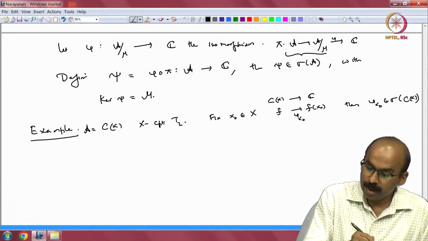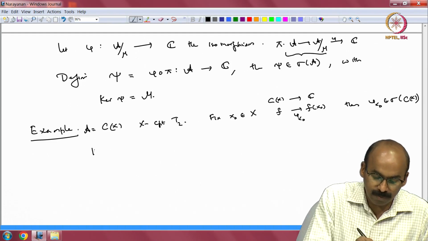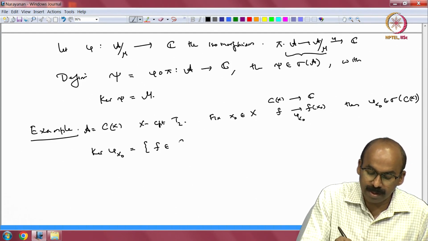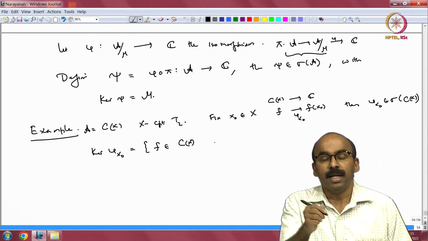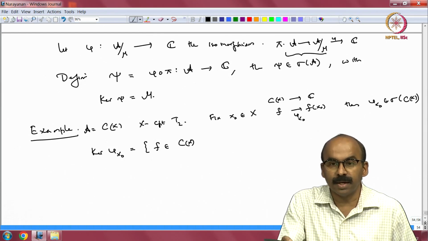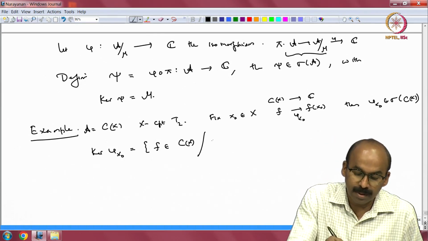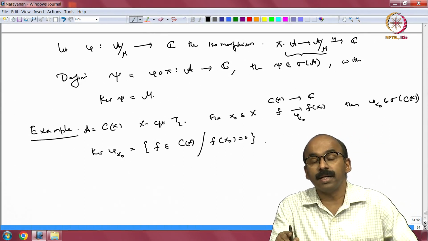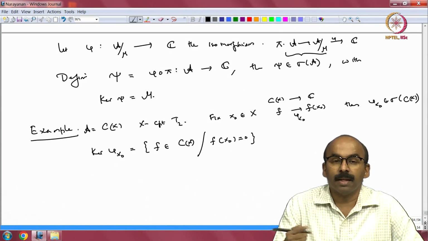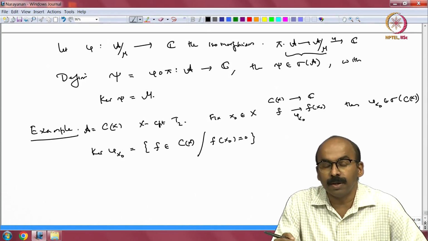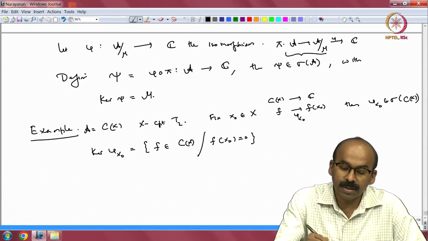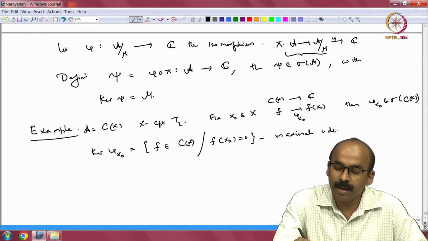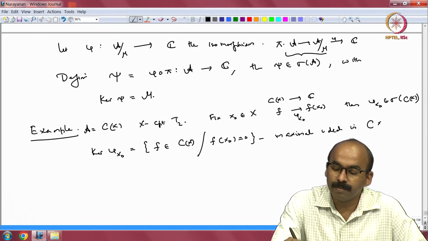So, claim: the kernel of phi sub x naught equals all those f in C(X), all the continuous functions. The phi sub x naught is simply evaluation at x naught, so this is simply f of x naught equal to 0. The kernel is simply all those functions vanishing at one fixed point, and you get the kernel of that particular multiplicative linear functional, and so this is a maximal ideal in the Banach algebra.